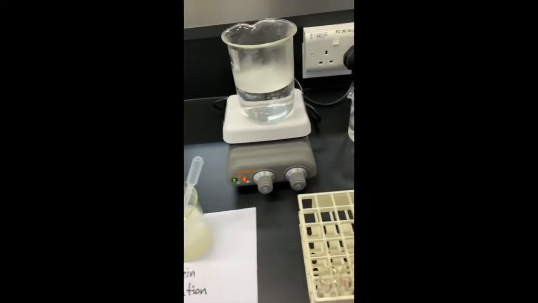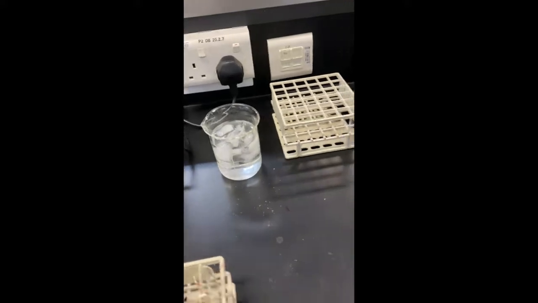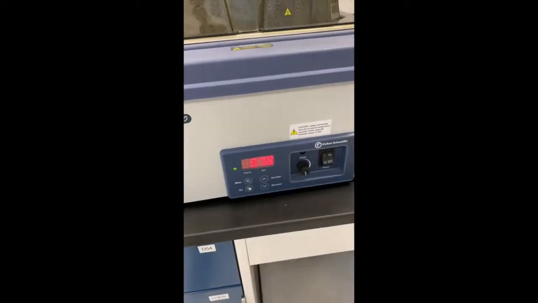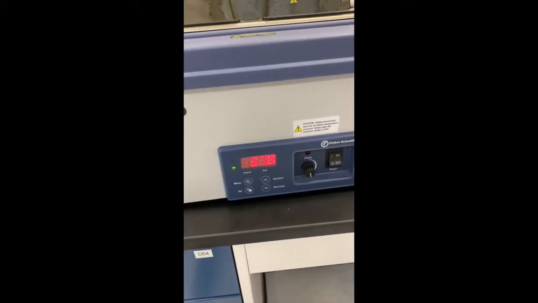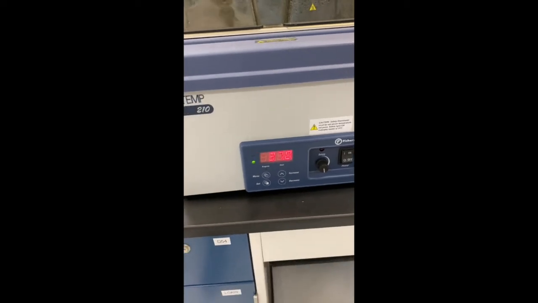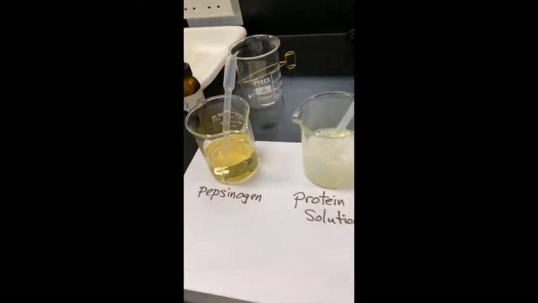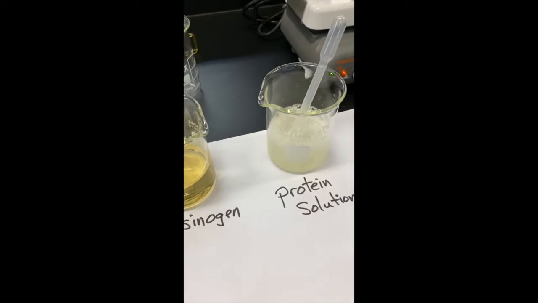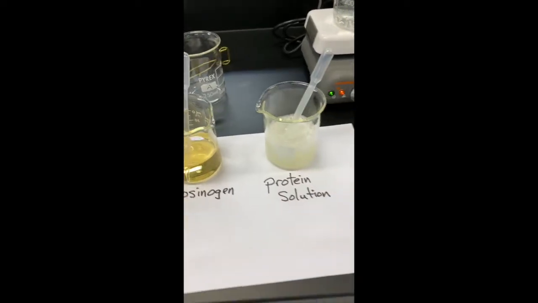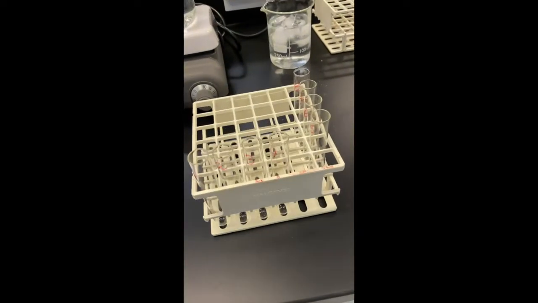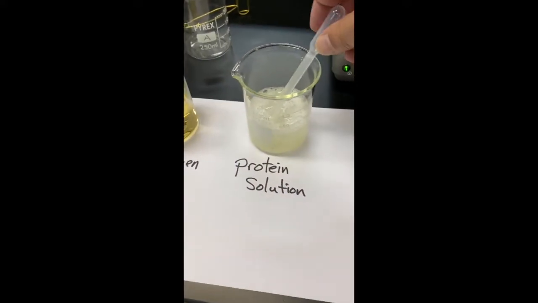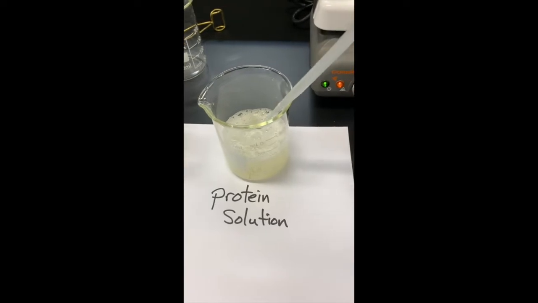So we have a hot water bath, we have an ice bath, and we have a warm water bath set at 37 degrees or body temperature. First part of the procedure is to obtain a test tube rack and label our test tubes 1 to 8. And then we're going to add 5 milliliters of protein solution to each test tube.